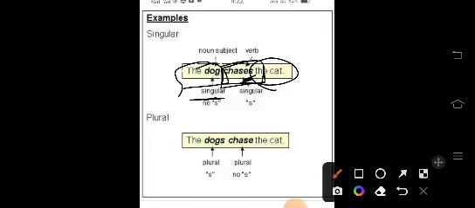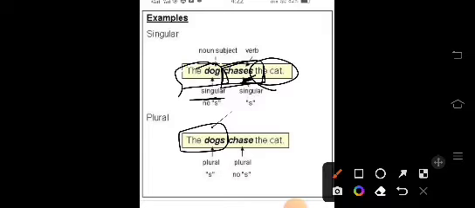Taking another example, the dogs chase the cat. So now who chase the cat? The dogs chase the cat. So this is the subject of the sentence. And we know the dogs, that is the subject, that is the noun.